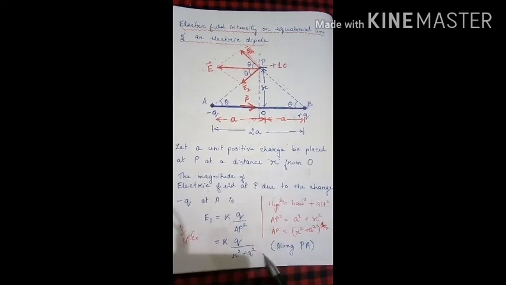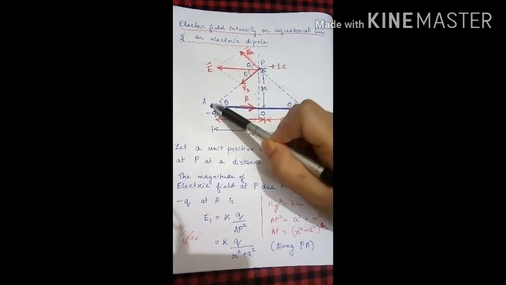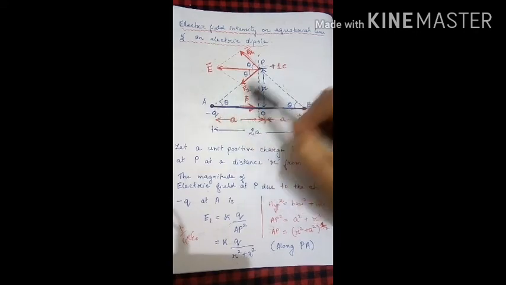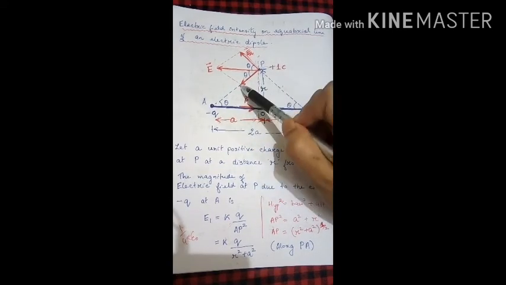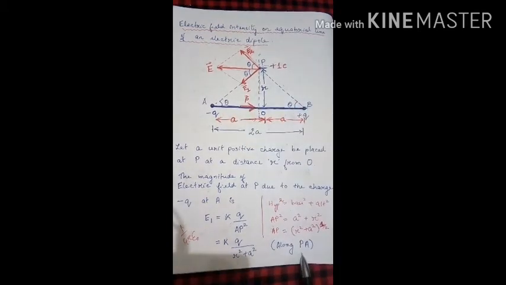Now what will be the direction of E1? The direction of E1 is along this direction, since this unit positive charge is attracted by the negative charge minus Q. So we will get an electric field along this direction. So it is along P to A. So we have written here along PA.